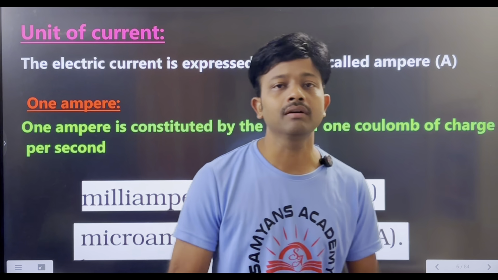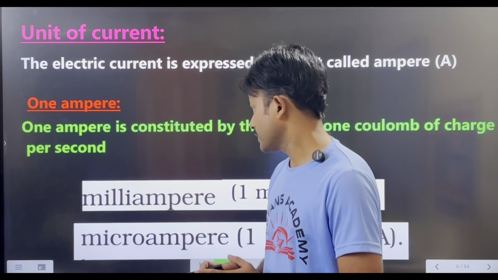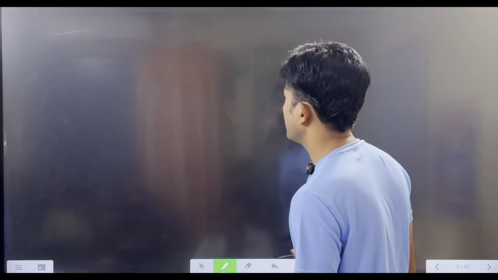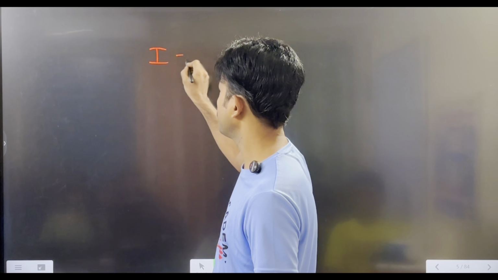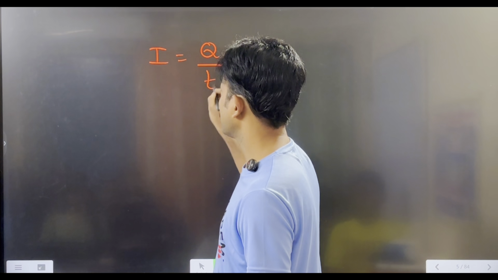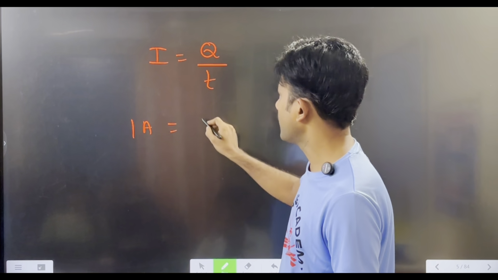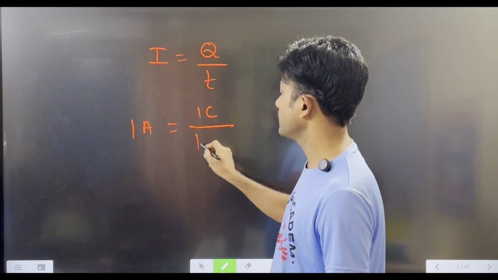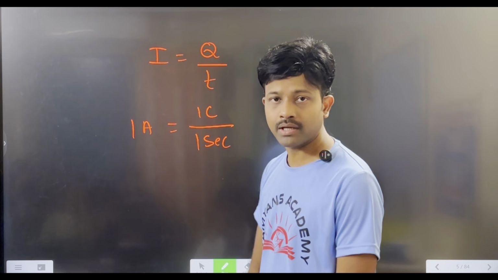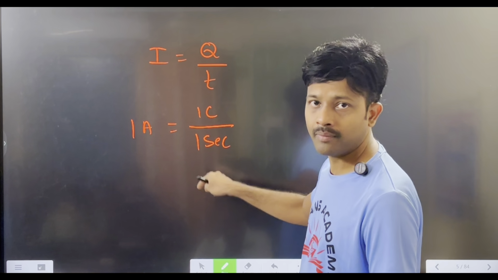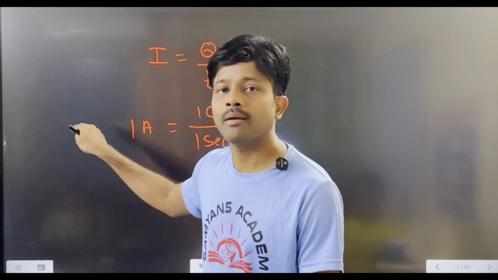So how do you define the ampere? So 1 ampere, already you know that. What is the current formula? I equal to Q by T, right? So 1 ampere of current, when will you say this 1 ampere of current? If 1 coulomb of charge is flowing through a particular area of any conductor in 1 second of time, this is said to be 1 ampere of current.